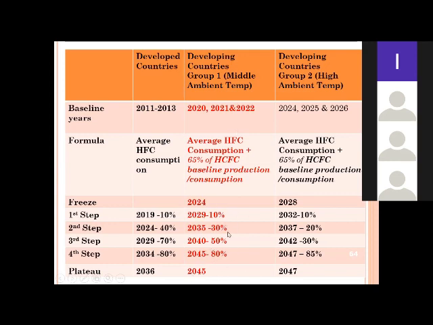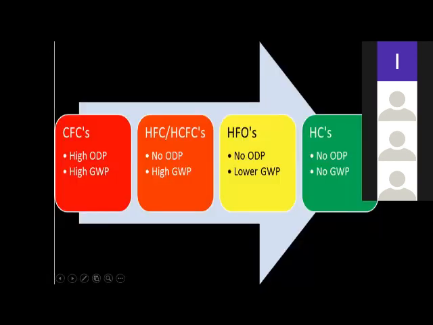I won't go into details, but just to give you an indication that these things have to be reduced. We are a party to the Kigali Amendment as well. The whole world has to do this. Now, as I said before, CFC has high ODP, ozone depleting potential, and high global warming potential. CFCs were replaced with this. No ODP, that's why mainly this was taken up, HFC, but these have high global warming potential. Now we are looking for HFOs, no ozone depleting potential, lower GWP.